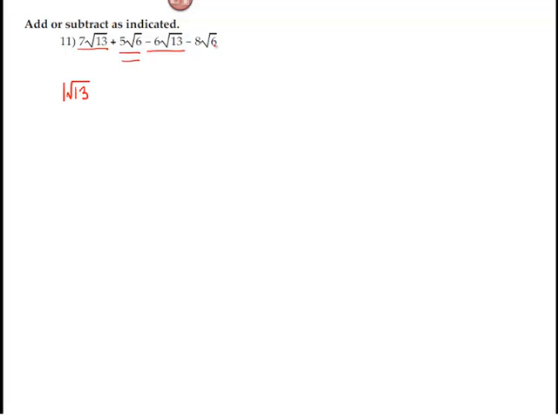Then 5 square root of 6 and negative 8 square root of 6 are like terms. If we add those together, we get negative 3 square root of 6. We cannot add these together. This is our answer. The square root of 13 and the square root of 6, there's no way to put those together.